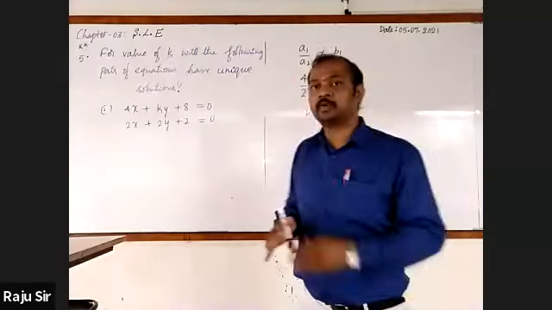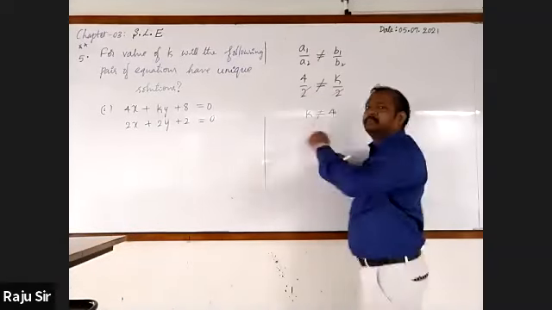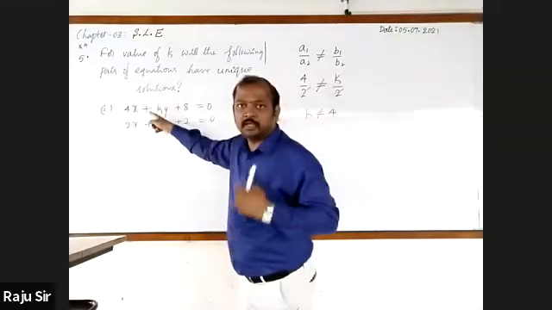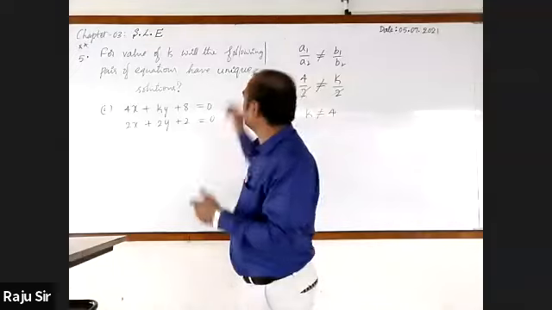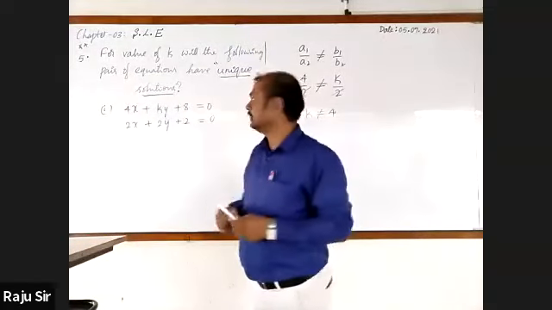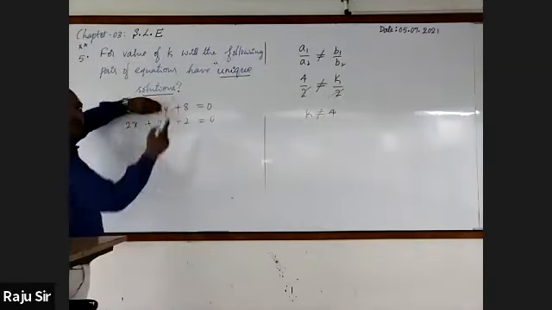Except for 4, any number can be taken. Very good. The K value, except 4, you may take any number. Then if you take any number in place of K, it will satisfy this condition. That is unique solution. You can check it if you like. Except 4, take any other number.